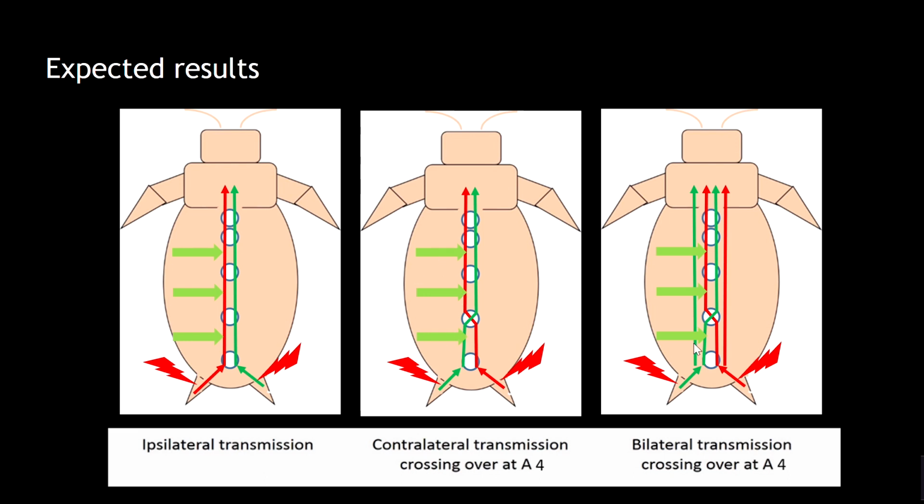And if the signal travels like this, these 2 groups are supposed to receive signals. It doesn't matter which cercus they are stimulating, they always receive signals because the signal travels bilaterally between A4 and A1, right? For this group, they are supposed to see some signals from the same side cercus, but not the other side cercus stimulus. Okay, so this is the expected result.